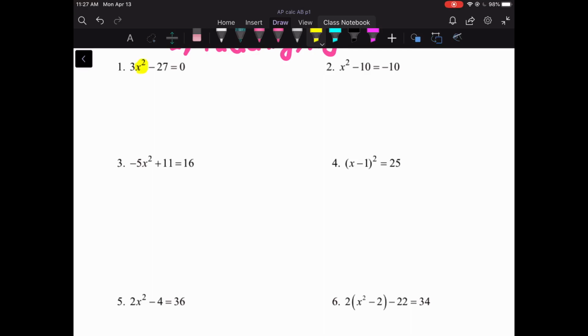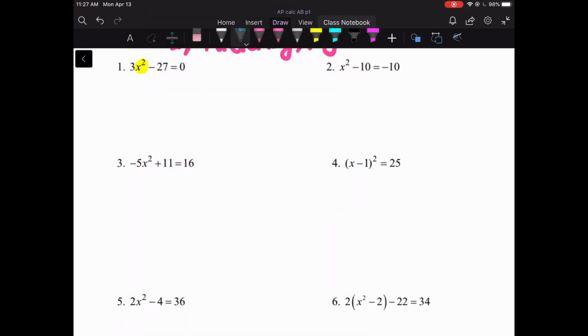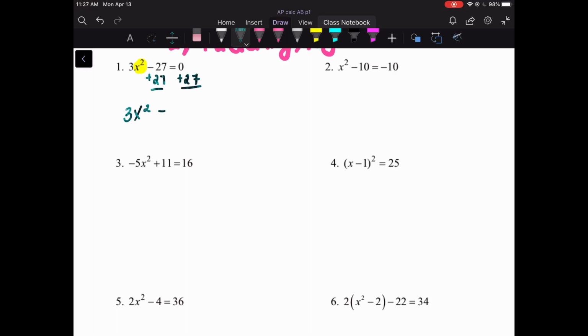How do I get rid of everything else around the x squared? So step 1 in this case, add 27 to the other side. Now we have 3x squared equals 27. The x squared term is still not alone, so your next step, divide by the 3. And we get that x squared equals 9.